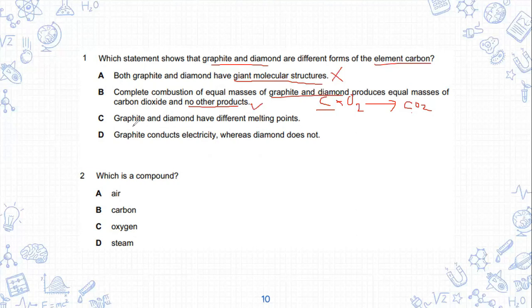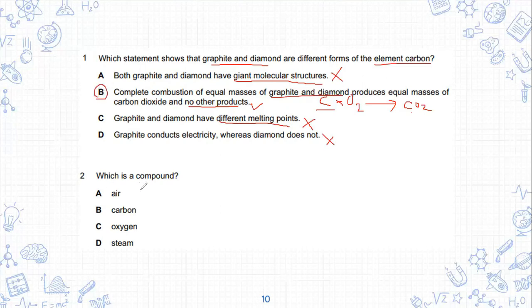Now we have the third one. The third one is that they have different melting points. This doesn't go with anything like them having the same element carbon. It doesn't do anything with that. Graphite conducts electricity, whereas diamond does not. Now see, these are different properties, but they don't go with being the same element carbon. So the only statement which is correct is going to be B.